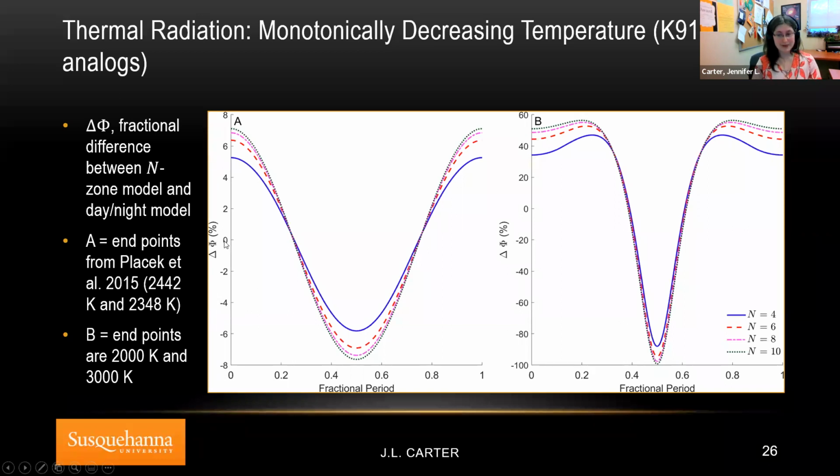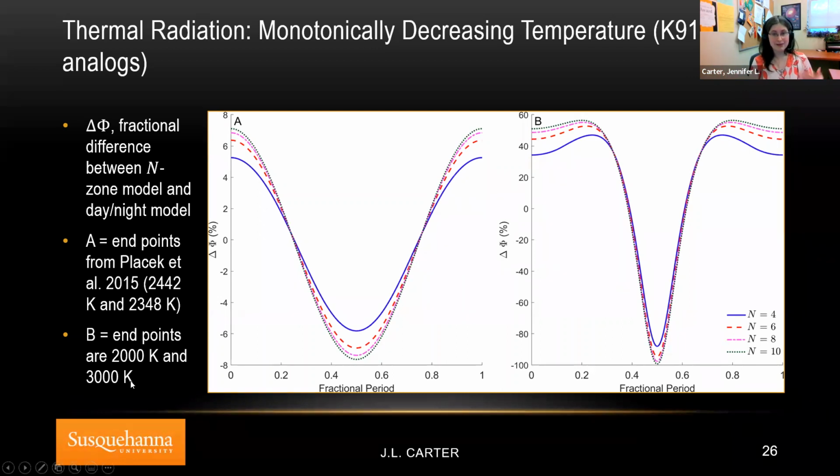But we notice some important patterns. As we increase the number of zones, the fractional difference increases, but there are diminishing returns. The difference between our 4 and 6 zone model is a lot greater than the 8 and 10 zone. This implies to me that one of the important questions we can ask is how many zones do we even need to describe the temperature gradient of an exoplanet, assuming that it's monotonically decreasing.